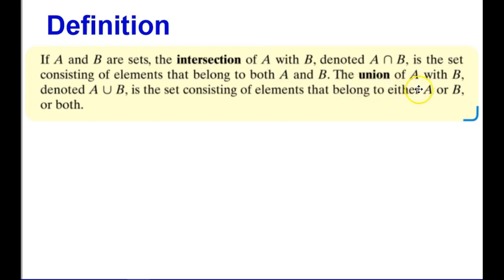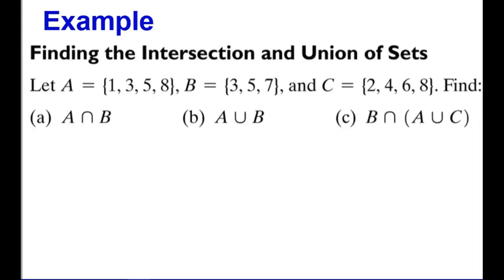So the union of A with B, where this is the normal way U, is everything that belongs to either A or B. So it's all the pieces that are included in either one. So we're going to look at an example of that. First, we're going to find the intersection and union of these sets.